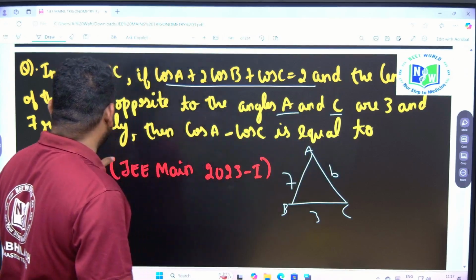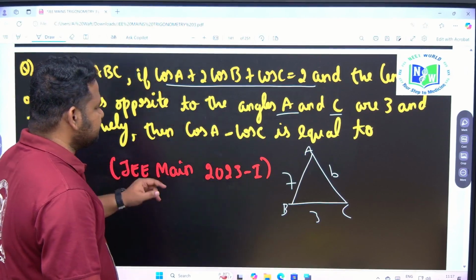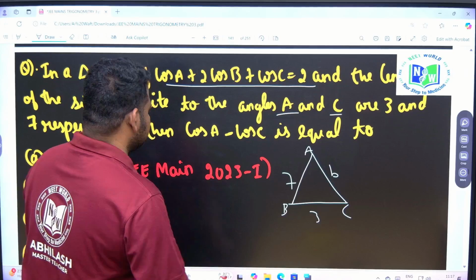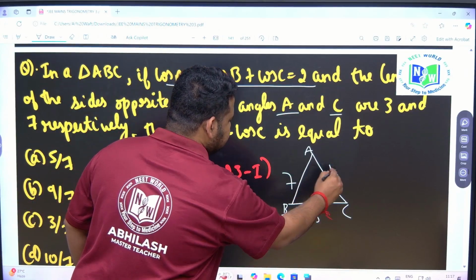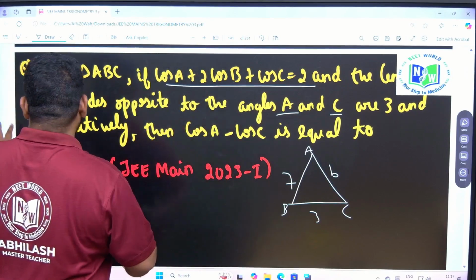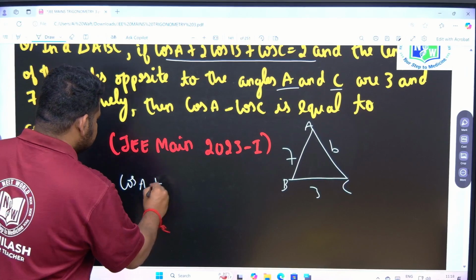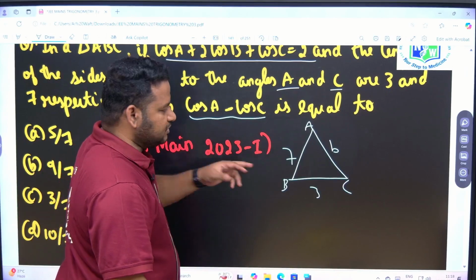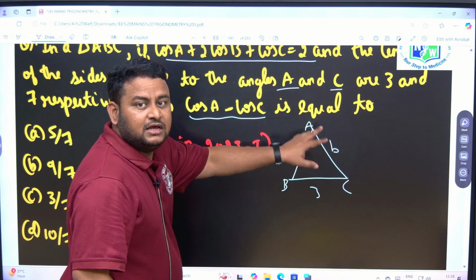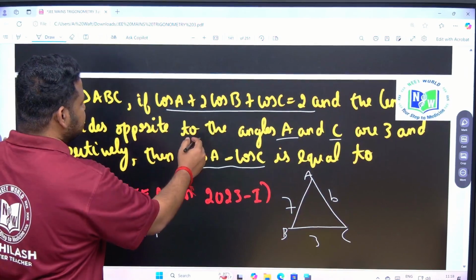They are asking us to find cos A minus cos C. Now cos A is nothing but the squares of these two sides minus the square of this side, divided by 2 times the product of these two. So I will take that. We cannot find cos A minus cos C directly, because first we have to find out the value of b. So to find b, we will take the equation that they have given.